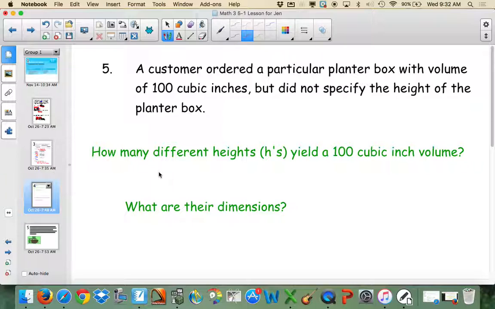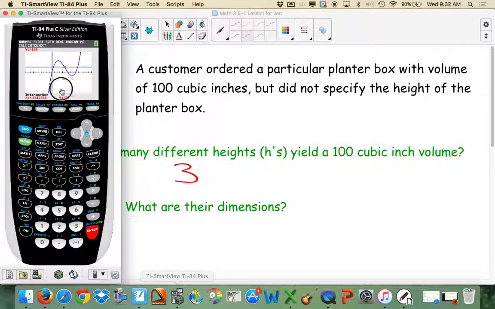Oh, we never did answer this one. How many different heights yield a 100 cubic inch volume? Well, there's 3 of them. What are they? All right, well, here's one of them.